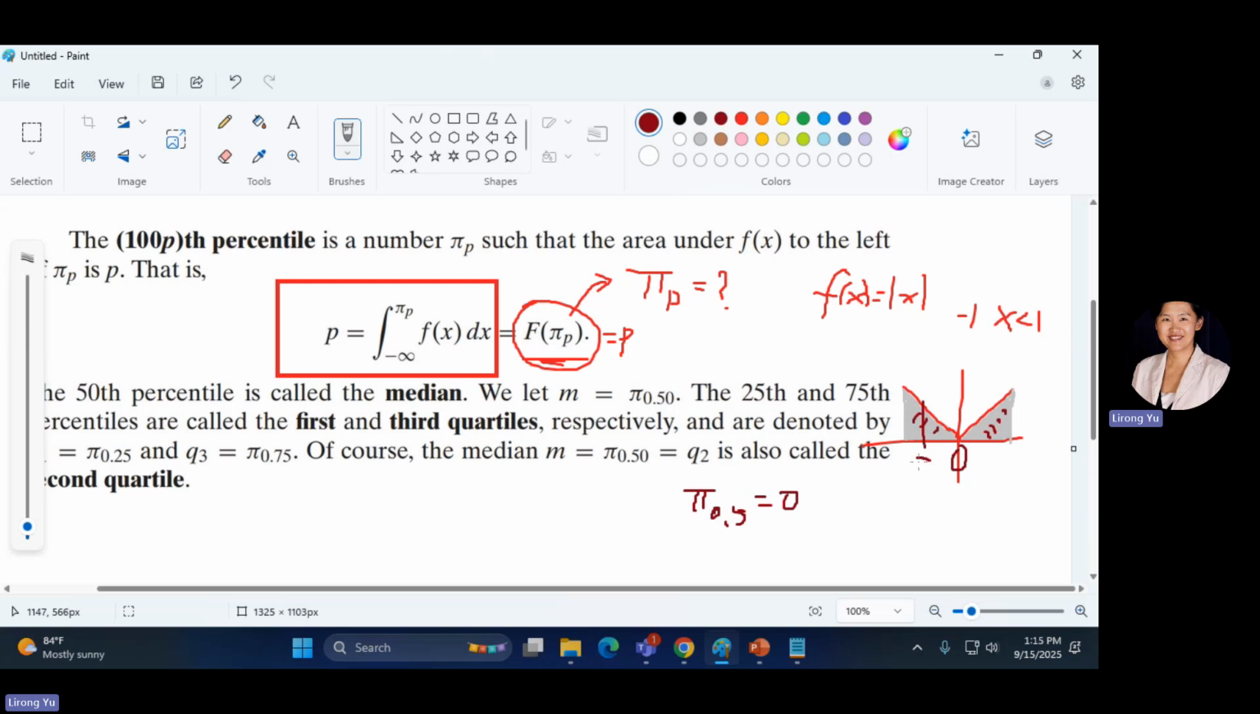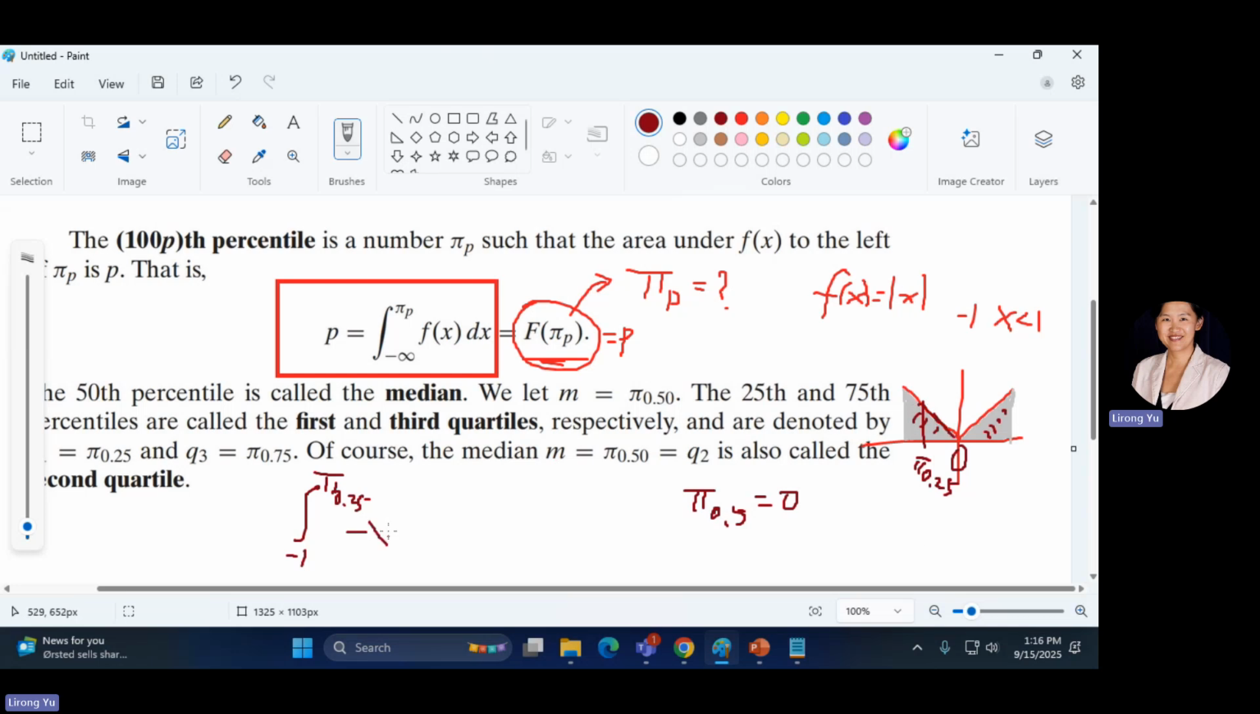Say pi 0.25, how do we find it out? You can see there's a negative part and there's a positive part. The pi 0.25 has to be on the left, right? So if we want to find the location of it, that means it's from -1 to pi 0.25. If we integrate the function, that's a function.